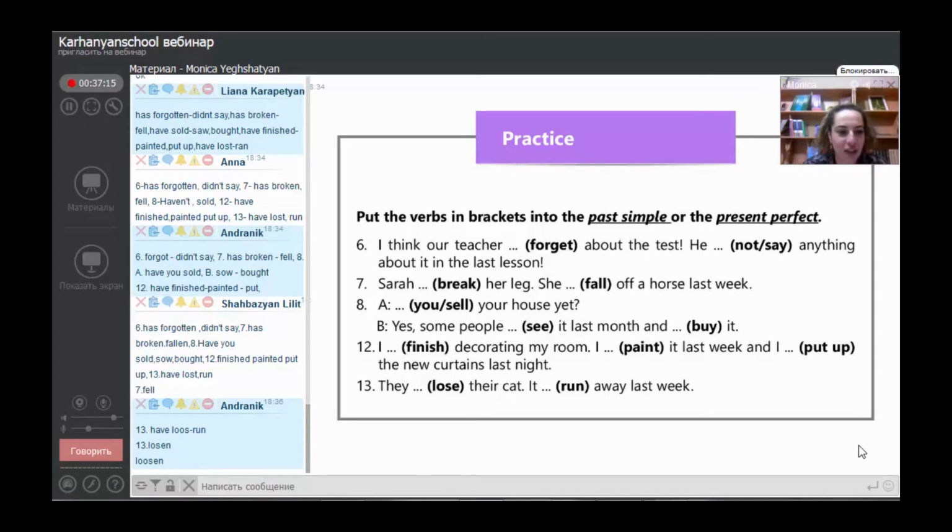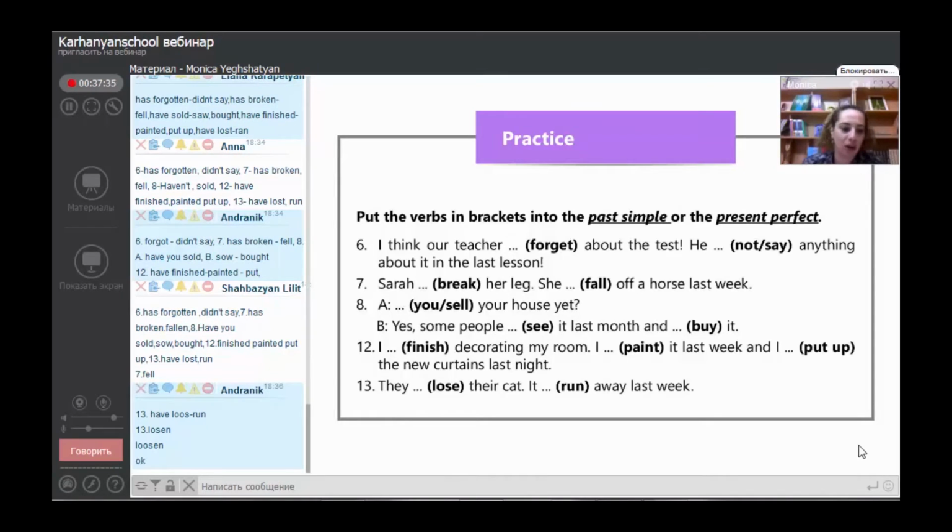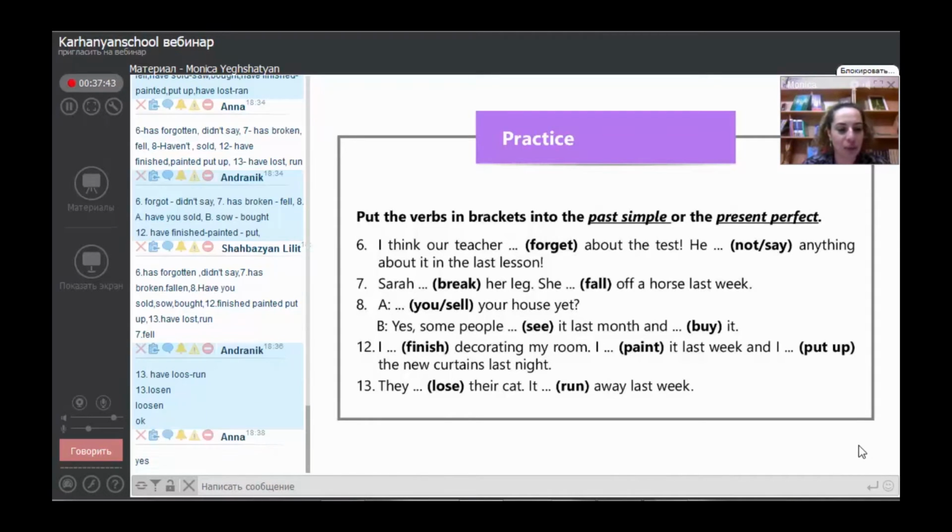Okay. The second form of lose is lose, lost, lost. Loosen means to let it slack. If a bond is tight, we loosen it, we say loosen, but okay. Lose, lost. Okay, are you ready to read? Shall I read the correct answers? Yeah, okay. Now, I think our teacher has forgotten about the test. He didn't say anything about it in the last lesson.